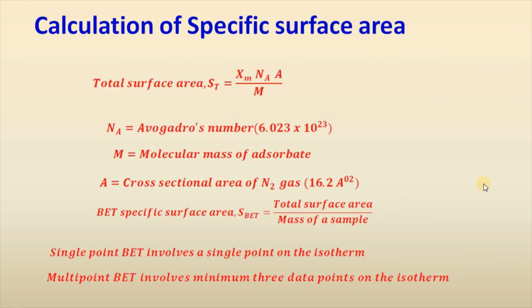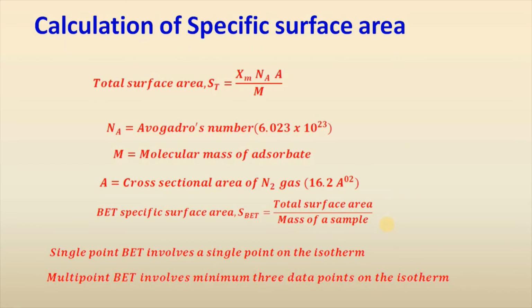Then calculation of the specific surface area. So total surface area is equal to Xm Na A divided by M, where Na is the Avogadro's number, which is 6.023 times 10 to the power 23, M equal to molecular mass of adsorbate, A equal to cross-sectional area of nitrogen gas, which is 16.2 angstrom square. Therefore, BET specific surface area S BET equal to total surface area divided by mass of a sample.